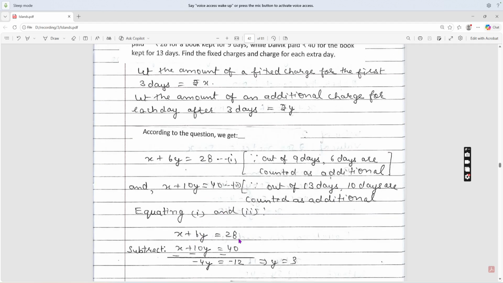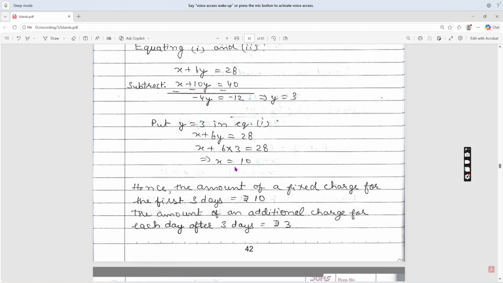x plus 6y is equal to 28. x plus 10y is equal to 40. Now plus become minus, 6y minus 10y is equal to minus 4y. Plus become minus, so 28 minus 40 is equal to minus 12. So y is equal to minus 12 upon minus 4, that is equal to plus 3. Okay. Now we are going to put y is equal to 3 in equation 1.